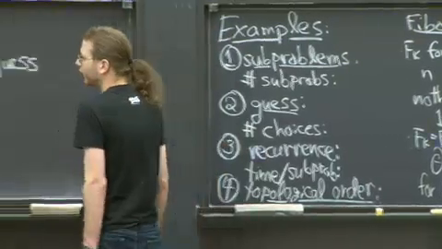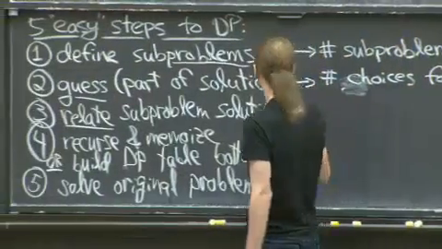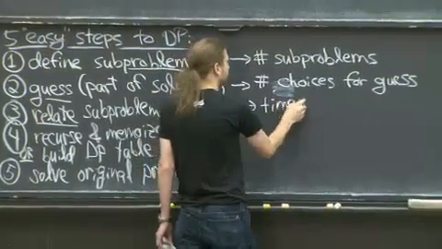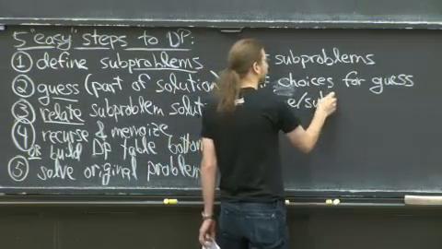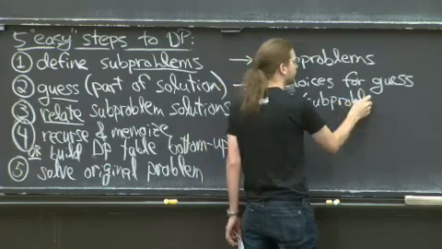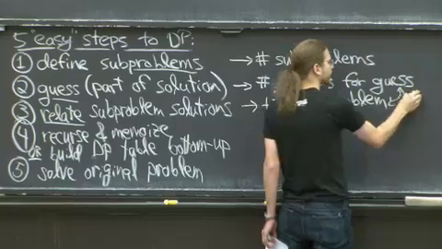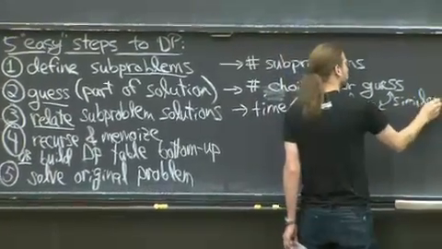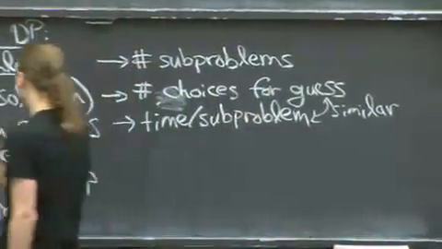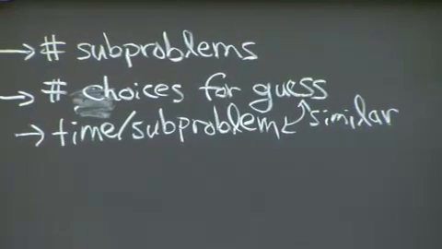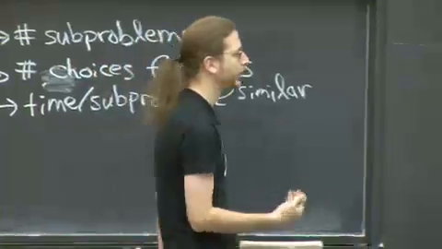OK, step 4. Here we evaluate the time per subproblem. That's once you have the recurrence, that becomes clear. You want to make sure that's polynomial. Often these are the same. And then we either recursive memoize or build a DP table. I'm not going to write those. We did it for Fibonacci last time. Shortest paths are pretty easy.